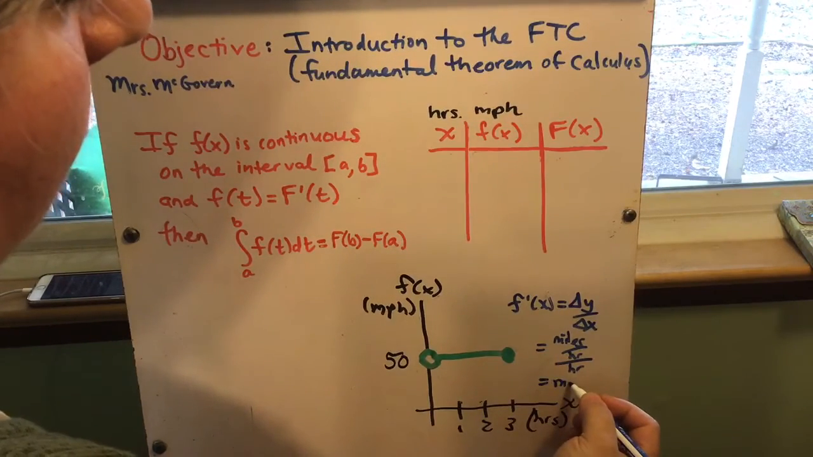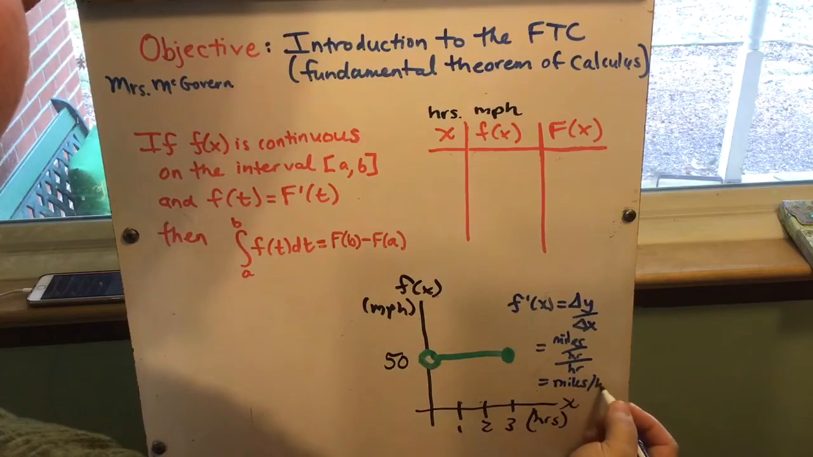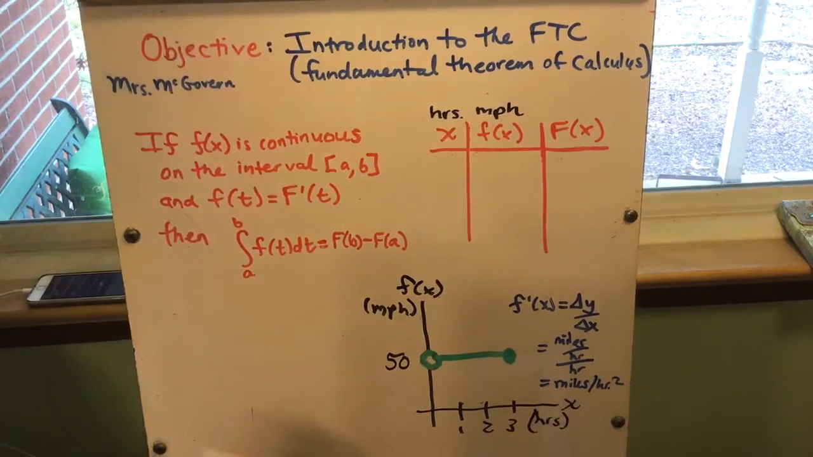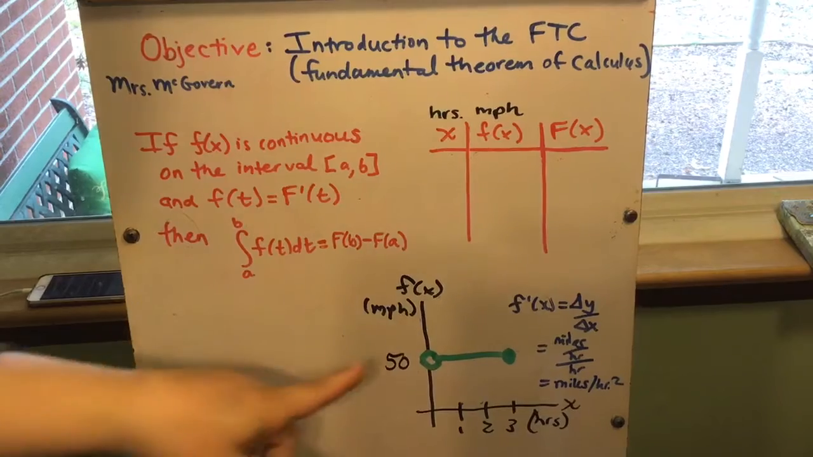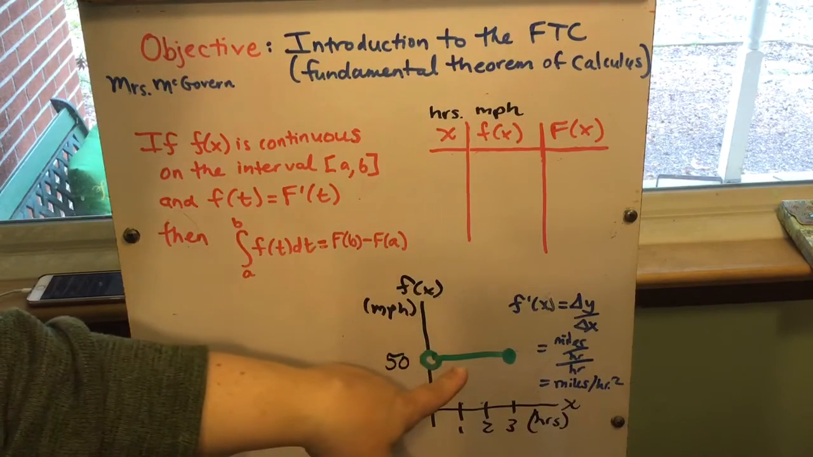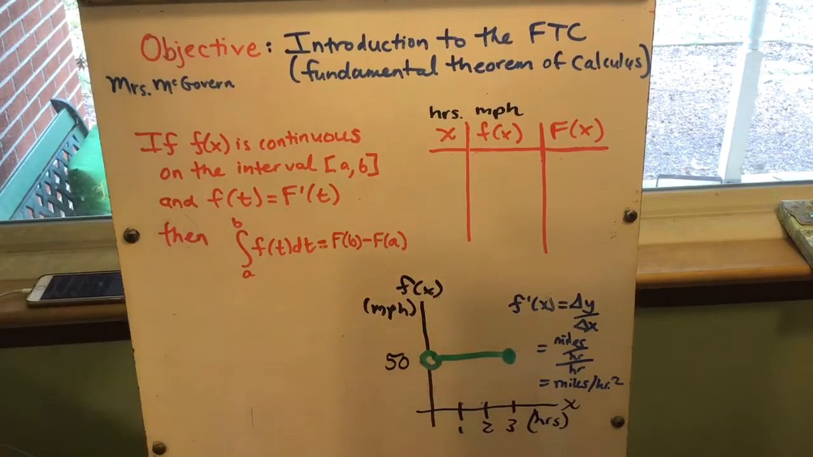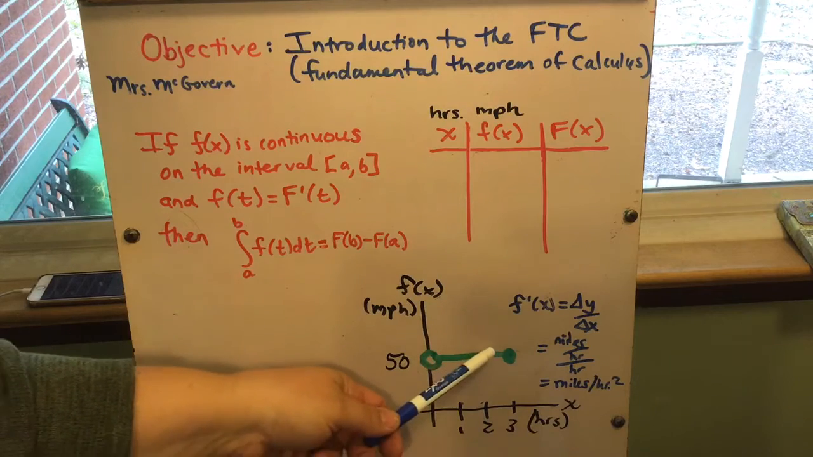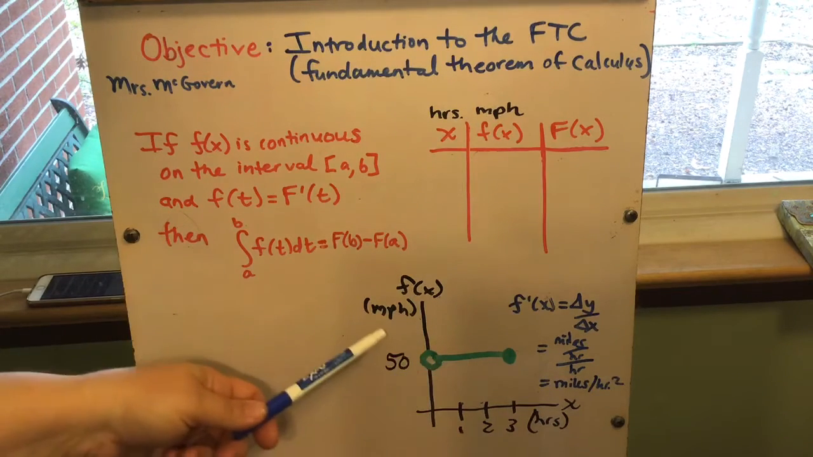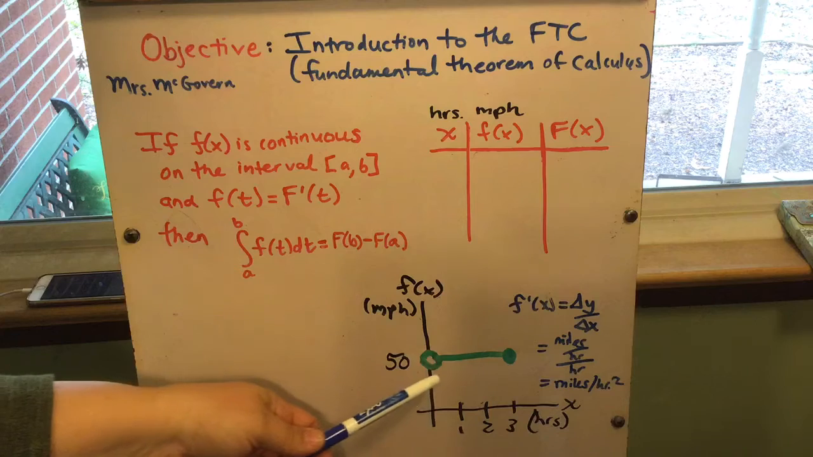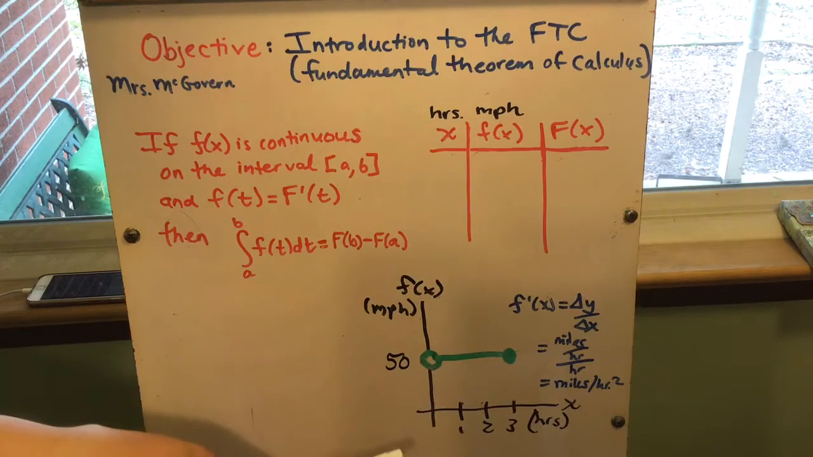which we should know at this point simplifies to miles per hour squared, which is an acceleration label. So the derivative of this function is acceleration, and since the slope at any one point is 0, the acceleration is 0. This object is going 50 miles an hour, but its acceleration is 0.